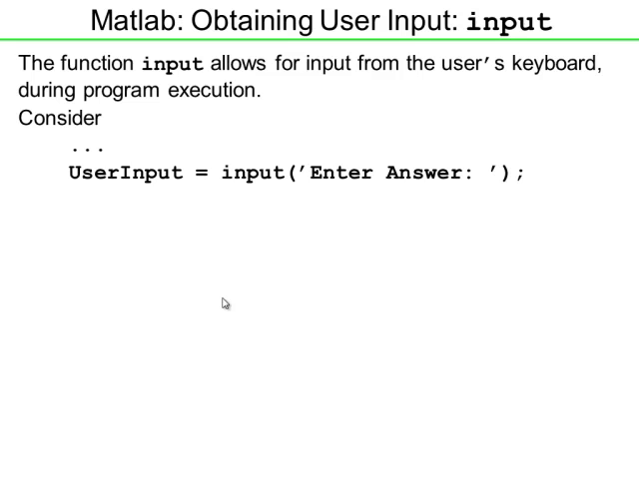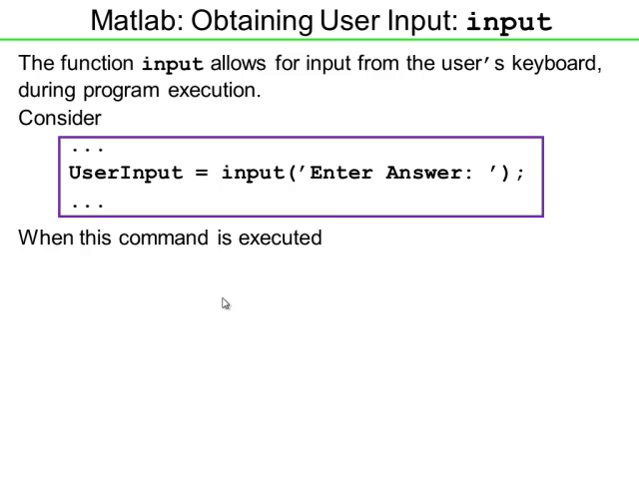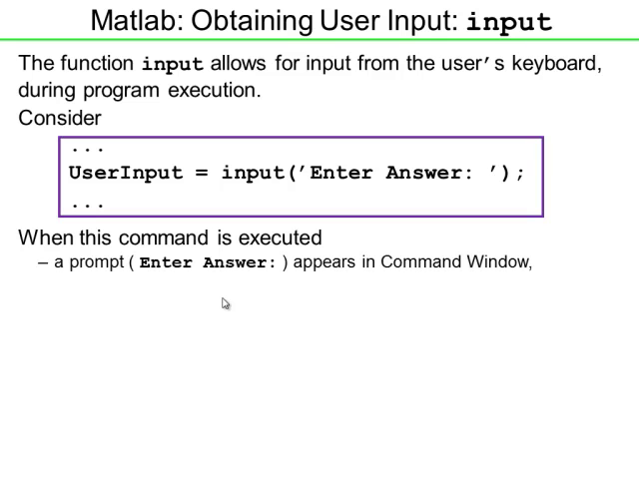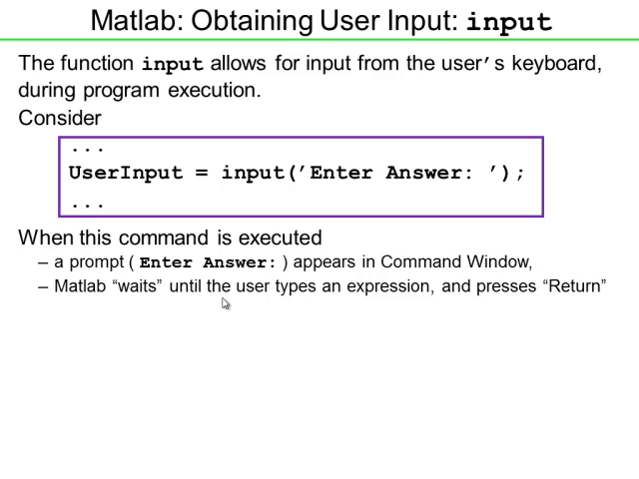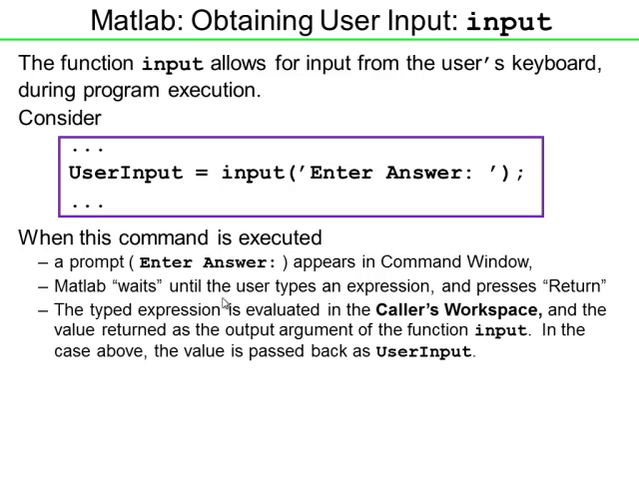So if I say userInput equals input('enter answer'), what ends up happening is when this command is executed, a prompt appears in the command window with the words enter answer, and it waits. Matlab waits until the user types an expression and presses return. The typed expression, whatever the user types, is evaluated in the caller's workspace, and it becomes a value, and that value is returned as the output argument of the function input. So in this case, what the user types is put into the variable userInput inside our mastermind program. And the function or script resumes execution beyond this line.